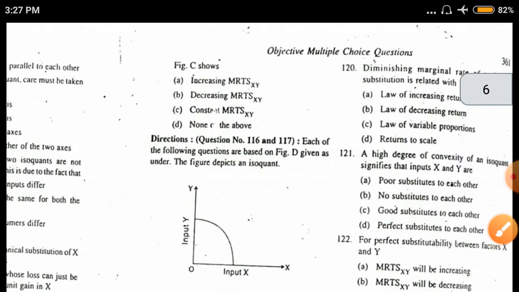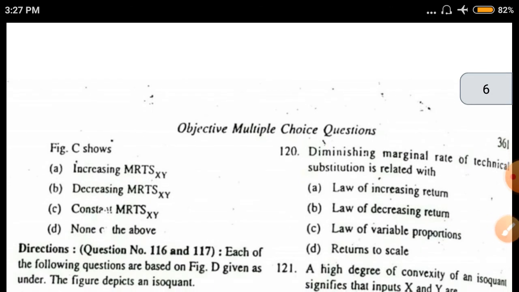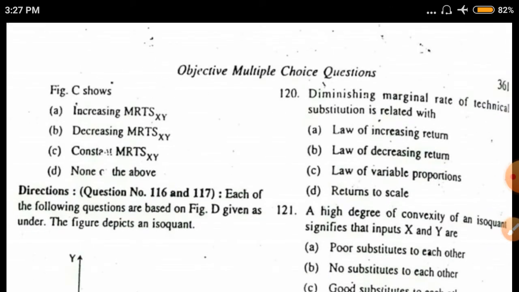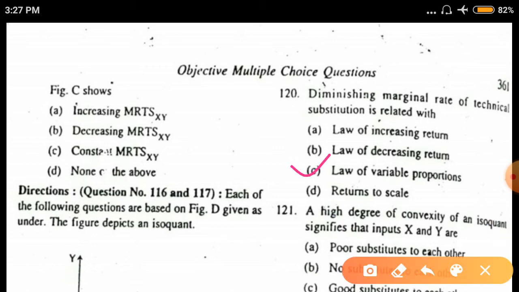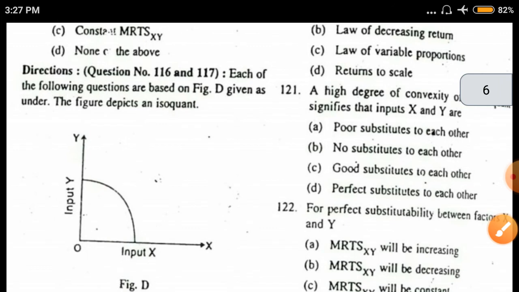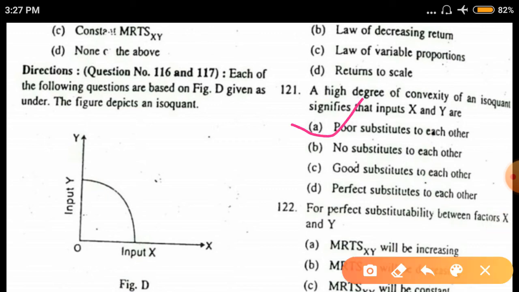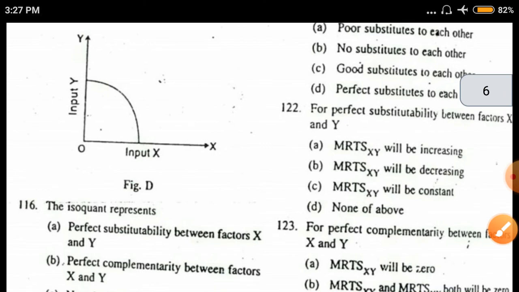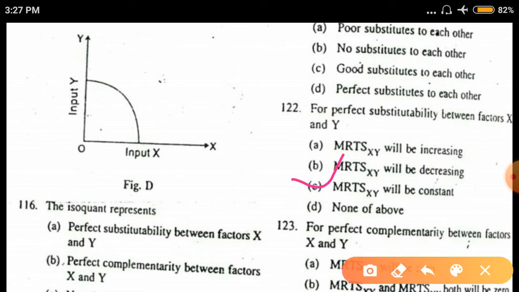Then question number 120. Diminishing marginal rate of technical substitution is related with low variable proportion. A high degree of convexity of an isoquant signifies that inputs x and y are poor substitutes to each other. For perfect substitutability between inputs x and y, MRTS XY will be constant.